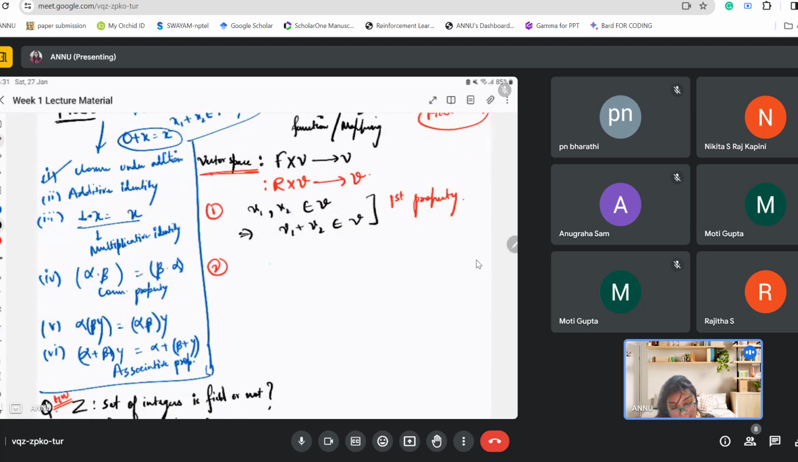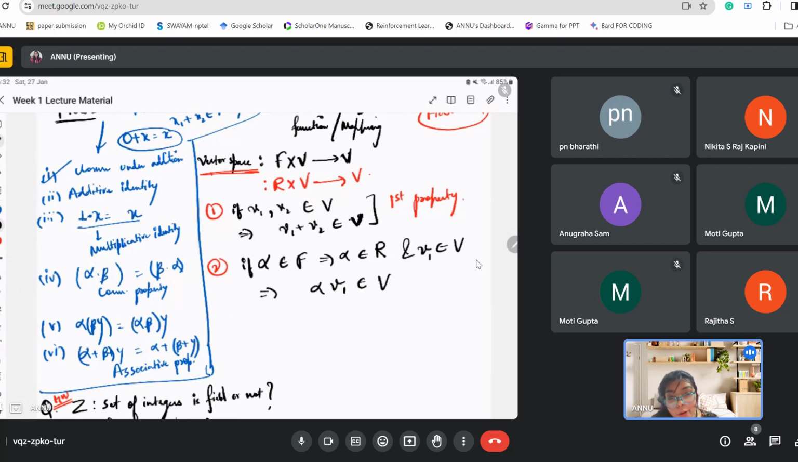The second property states that if alpha belongs to F, and here F is R, so alpha belongs to R, and v1 belongs to capital V, don't get confused between small and capital V, notation is very important, then this implies alpha times v1 should also belong to capital V.